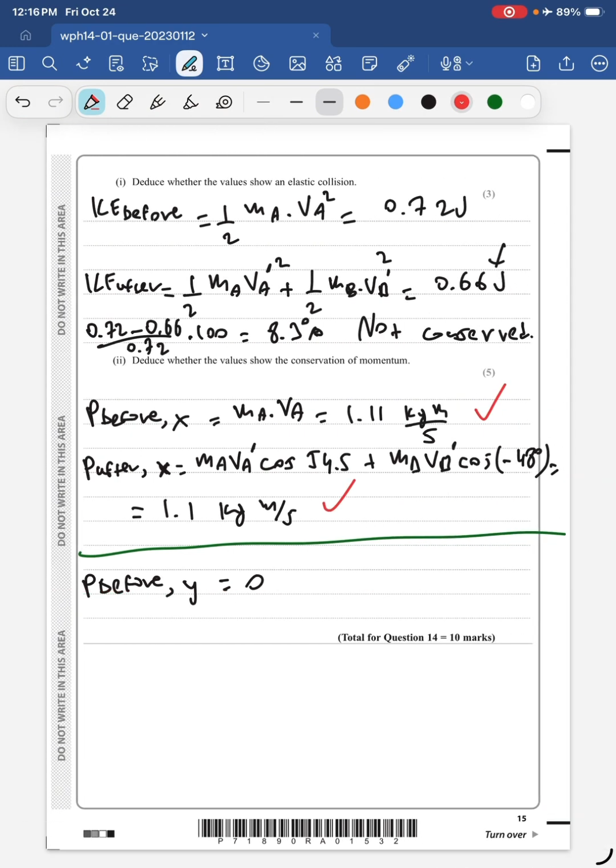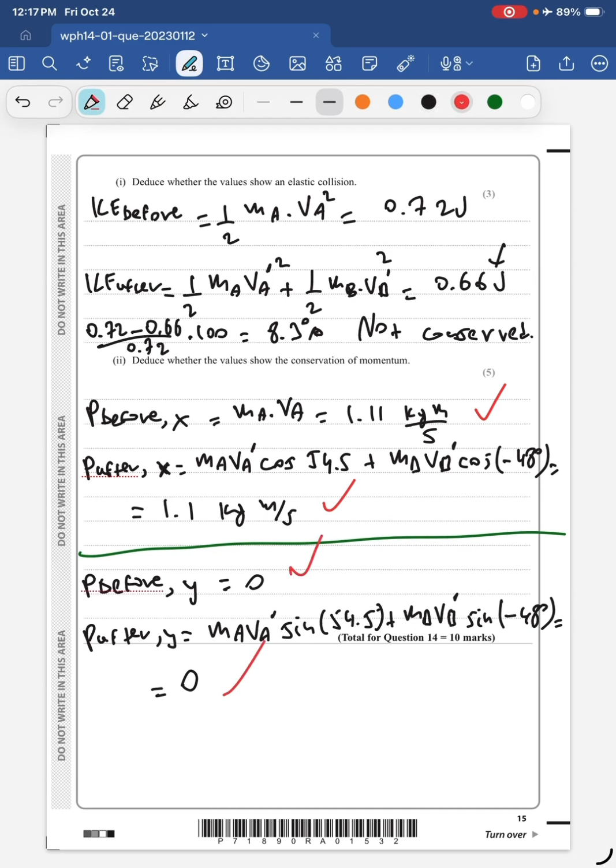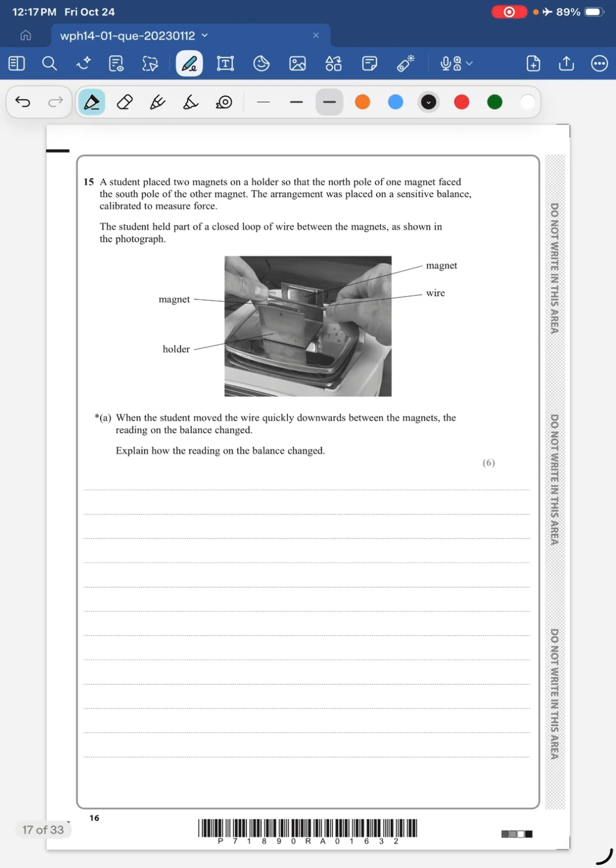So P after in the y direction is MA VA prime sine of 54.5 plus MB VB prime sine of negative 48. And if you sum this up, you find 0. So momentum is conserved. So it's all good with the world, I guess, and physics. So let's move on. Question 15.